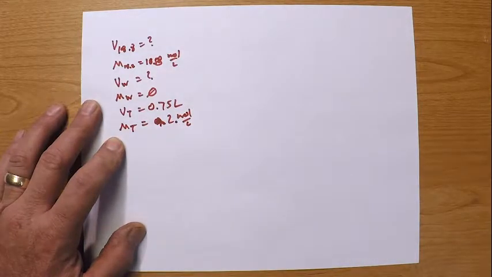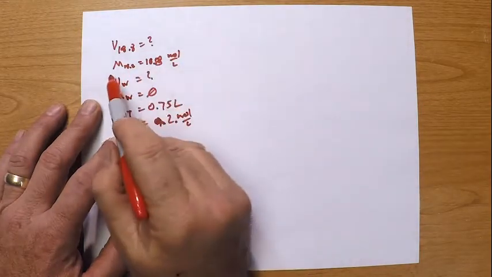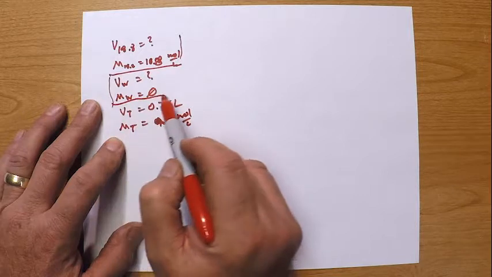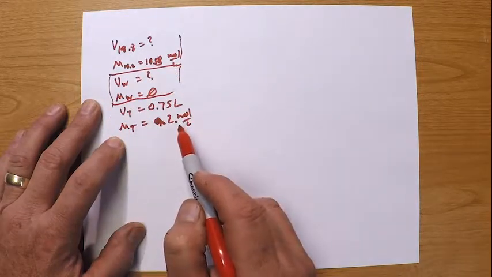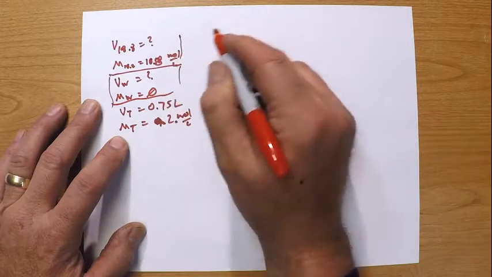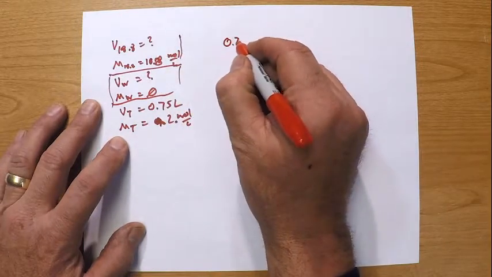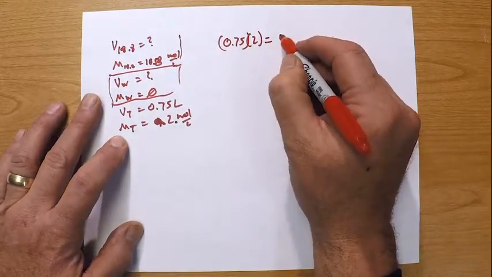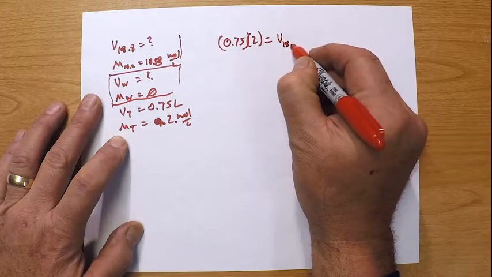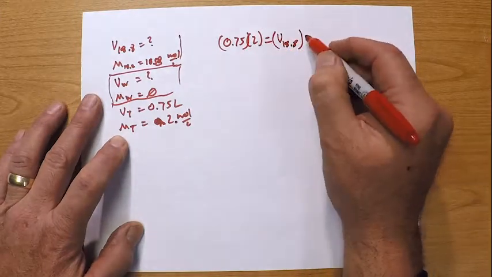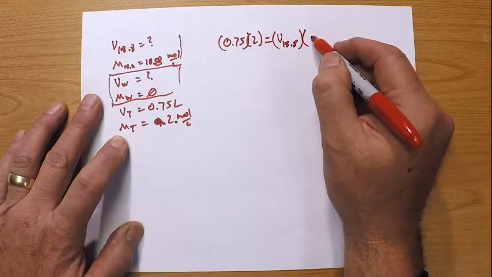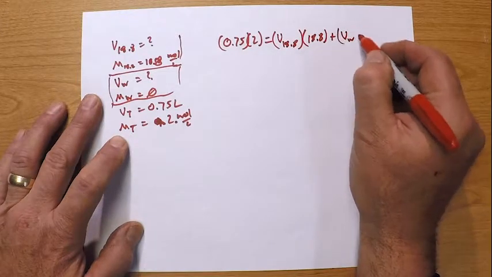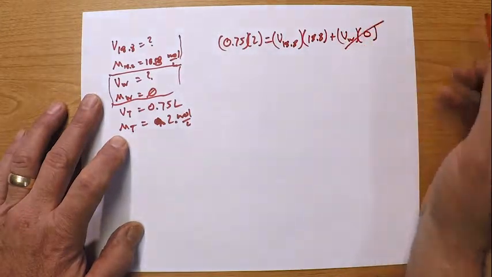Okay, so again, it's the same idea. The total number of moles from the concentrated acid plus the moles from the water have to equal the moles in the desired acid. So the total number of moles that we need is 0.75 times 2. The moles we get from the concentrated acid is the volume of the 18.8, which we don't know, times the molarity of the 18.8, which is 18.8, plus the volume of the water times the molarity of the water, which is 0. So obviously that goes away.